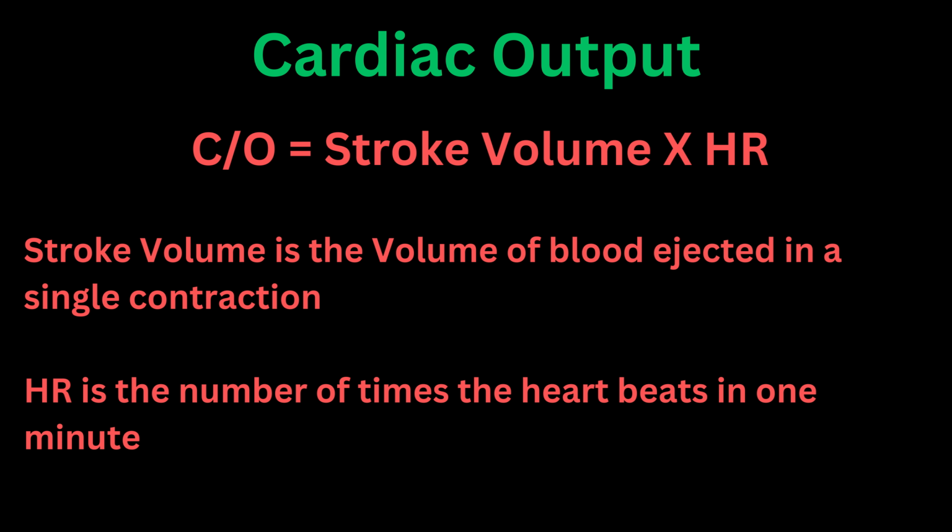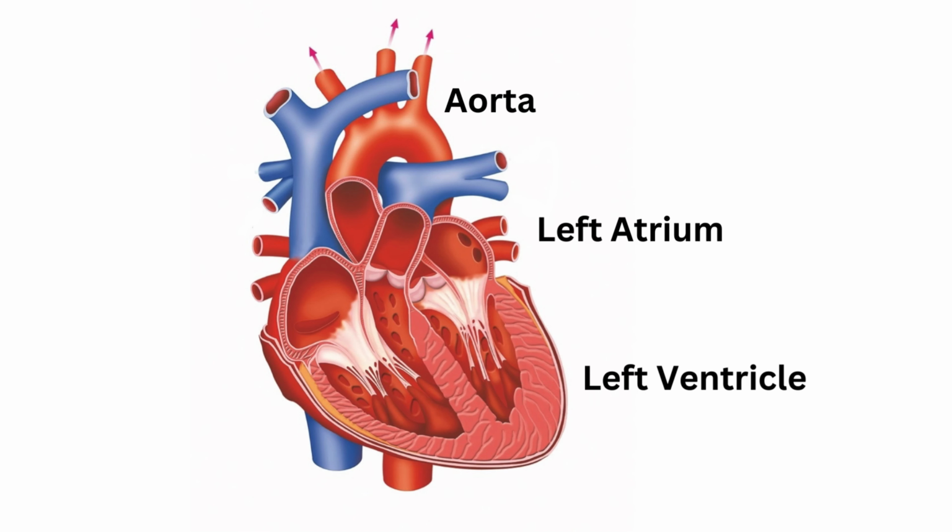Stroke volume is the volume of blood ejected in a single contraction. HR is the number of times the heart beats in 1 minute. The image on your screen is a cross-section of the heart showing the left atrium, left ventricle, and finally the aorta, from where blood leaves the heart.